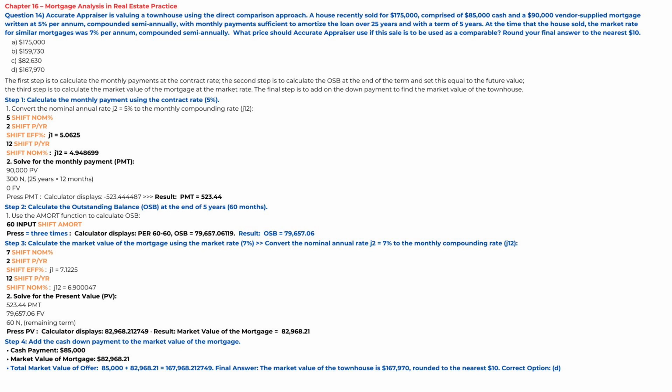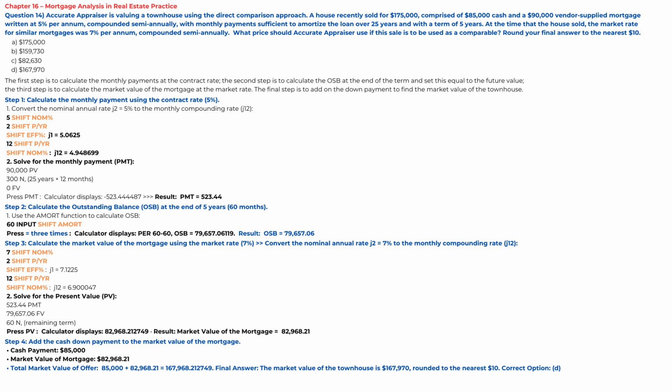Step 2. Calculate the outstanding balance, OSB, at the end of 5 years, 60 months. Use the amort function to calculate OSB. Input 60, shift amort. Press equal sign 3 times. Calculator displays per 60 to 60, OSB equals 79,657.19. Result, OSB equals 79,657.19.